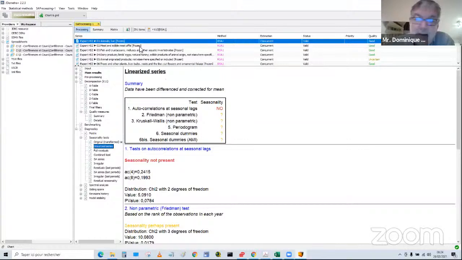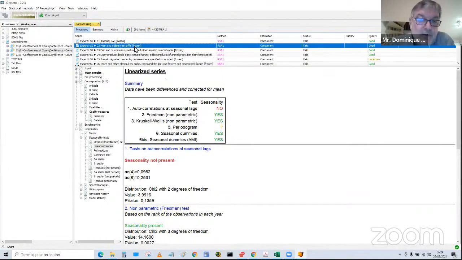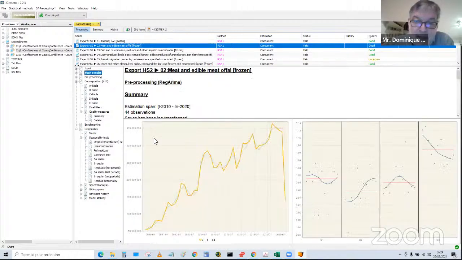Okay, so let me go to the other one. As usual, the first thing I'm looking at is the graph, because with my experience, I can do the job with these two graphs only. I do not need the statistical test, okay?